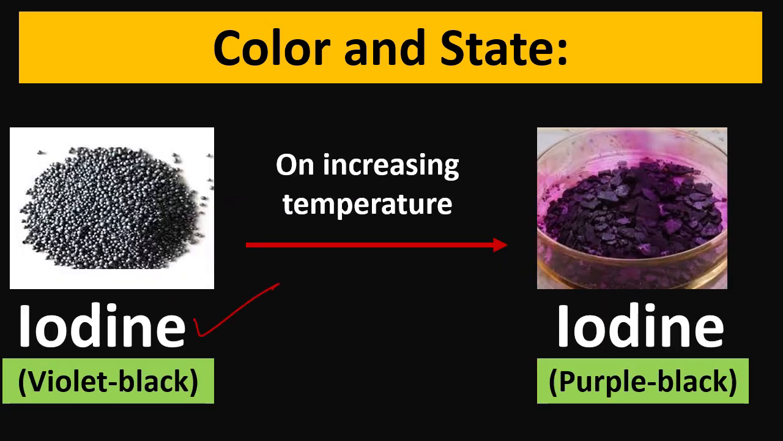Iodine is solid at room temperature. It appears violet black in color, and when we increase the temperature slightly, it appears purple black in color. The fumes are also purple black in color.